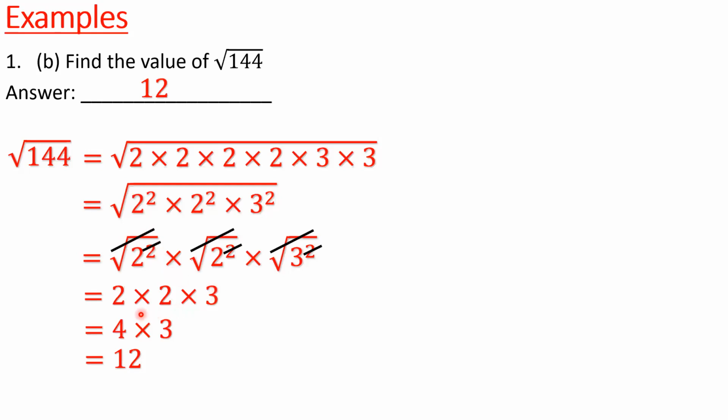2 times 2 is 4. And 4 times 3 is 12. Very good. Do y'all understand that? Let me know if y'all understand how we got that. Yes, sir. Okay, good.